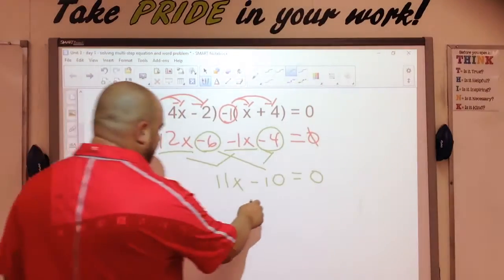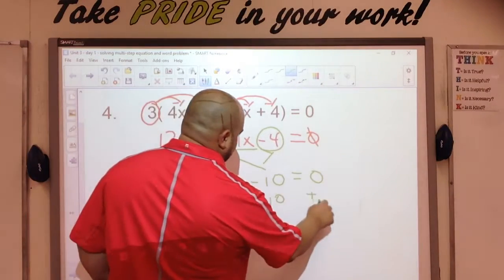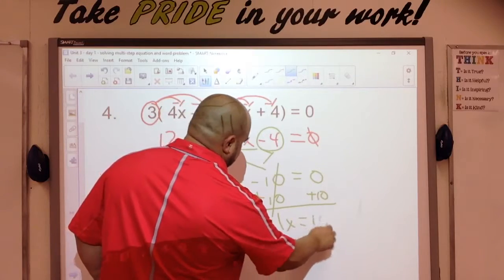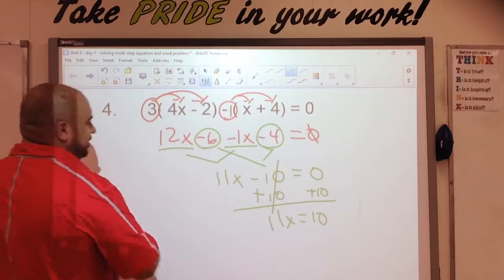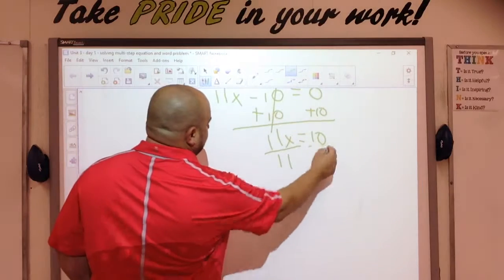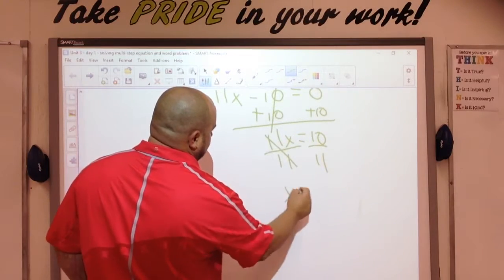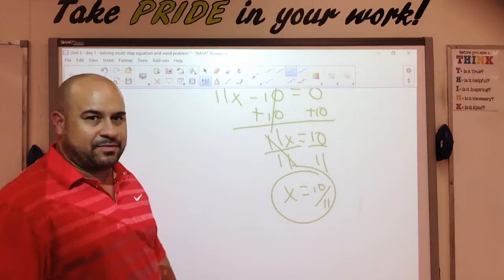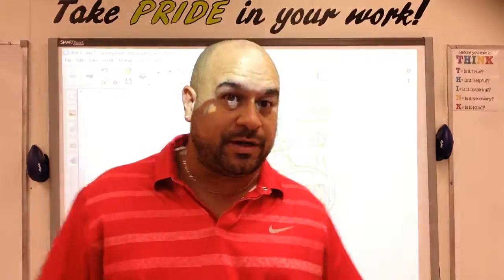I'm going to add the 10 first to both sides. I have 11x equals 10. And then I'm going to divide the 11 to both sides. And x equals 10 divided by 11. Is it okay to have a fraction answer? It sure is.